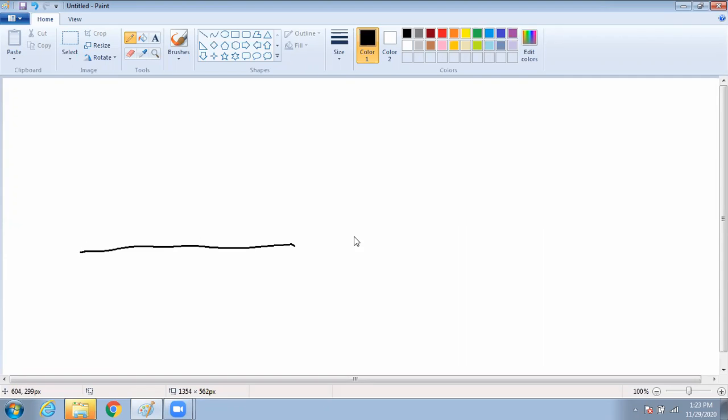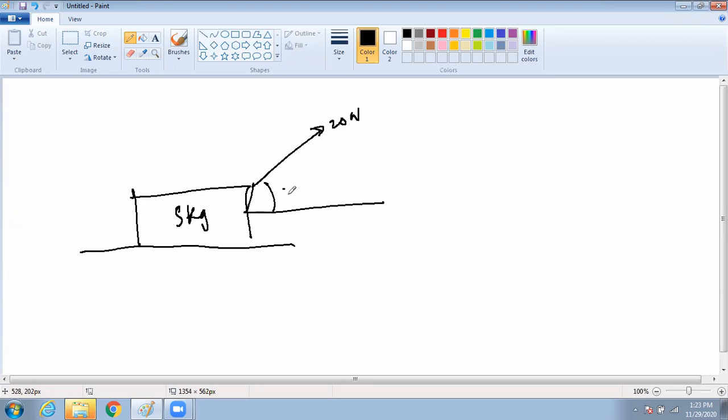You have a ground. You have a mass. The mass is 5 kg. You are pulling at 20 Newton, making an angle of 37 degree. You are pulling this one. Which side? This side. 10 Newton by an angle of 53 degree. Okay. You have to find what is the N and A.